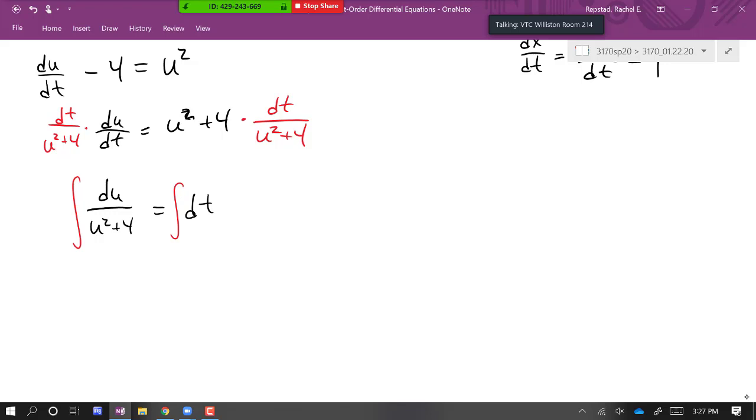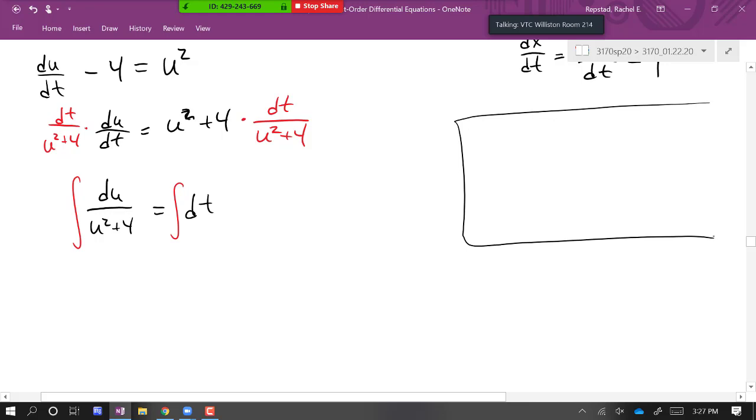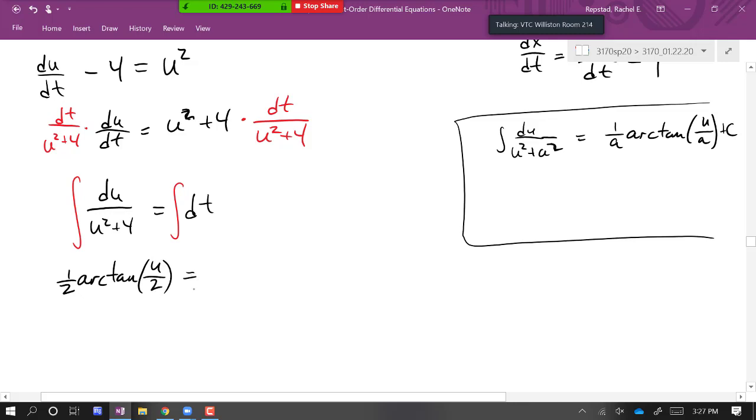Yeah, good. You might recall, and if not, it's probably on that sheet that I handed out the first day, that the integral of du over u squared plus a squared is 1 over a arctan of u over a plus a constant. So this is going to be 1/2 arctan of u over 2. And just like we always have, I'm going to reserve the arbitrary constant for the right side. The integral of dt is just t plus a constant. I'll call that C1.